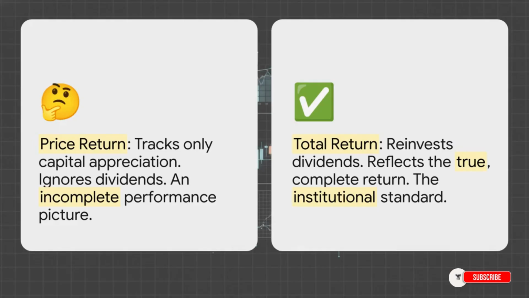And this difference is absolutely fundamental. If you're only looking at a price return index, which just tracks the stock price, you are ignoring a huge chunk of long-term returns. The institutional standard, the only one that really matters, is the total return index.